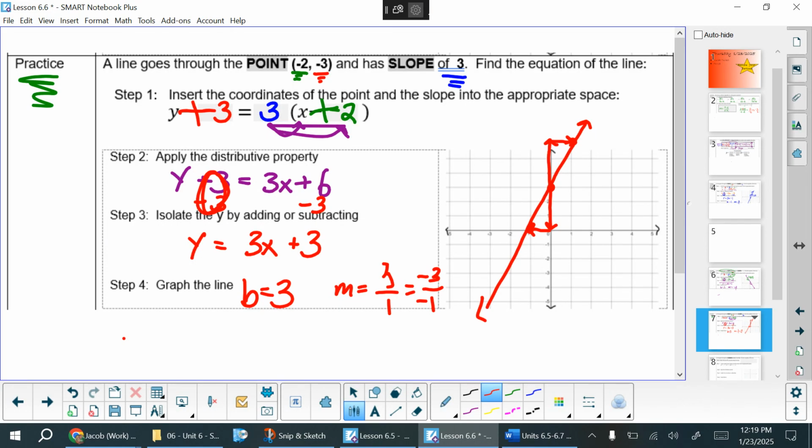And I can also check that my point, -2, -3, right there, is on my graph. And if I follow from that point up 3 over 1, you can see I still get the same slope. So in point-slope form and slope-intercept form, we can graph the line from either one of those because we know a starting point and we know a slope.